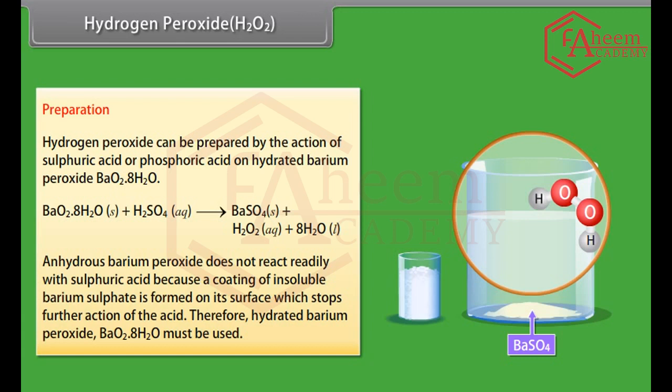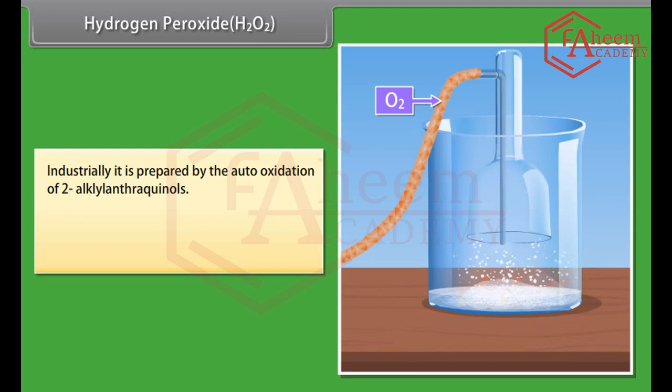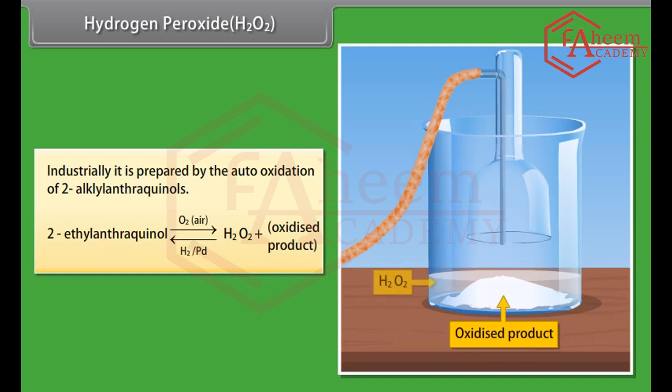Therefore, hydrated barium peroxide, BaO2·8H2O, must be used. Industrially, it is prepared by the auto-oxidation of 2-alkyl anthraquinols. When 2-ethyl anthraquinol is oxidized in the presence of hydrogen and palladium, it gives hydrogen peroxide.